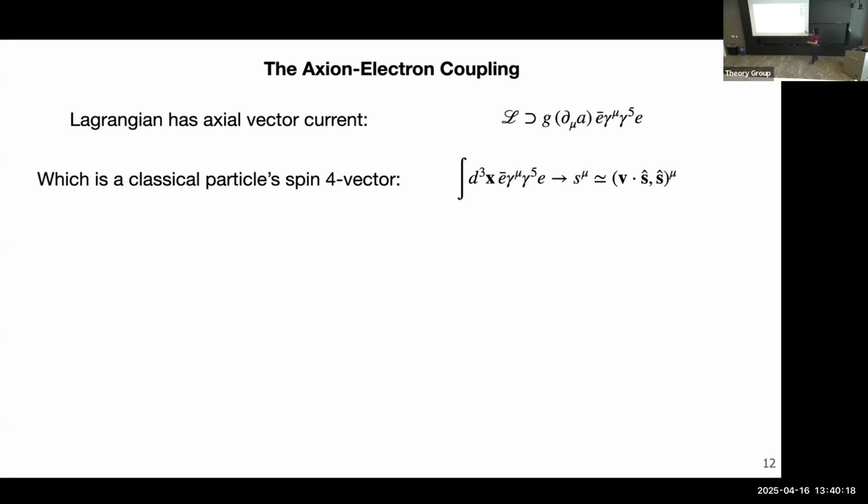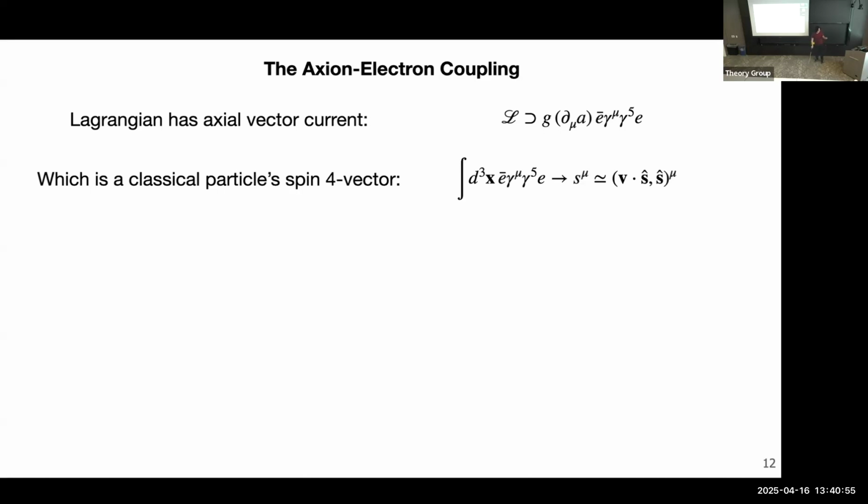In order to actually intuitively see what this term does when the axion is a classical field, you need to think about its classical limit, and there's a very simple interpretation. If there was no γ^5 here, you just had ē γ^μ e, everyone knows that's just the vector current of the electron, which for a particle is just its 4-velocity. Similarly here, the quantity for a single electron, if you take the expectation value in a single electron state, is the particle's spin 4-vector. In the non-relativistic limit, the spin 4-vector is basically the spin direction in the spatial components, and v dot the spin, so basically helicity, in the time component. That's what this quantity is actually measuring.